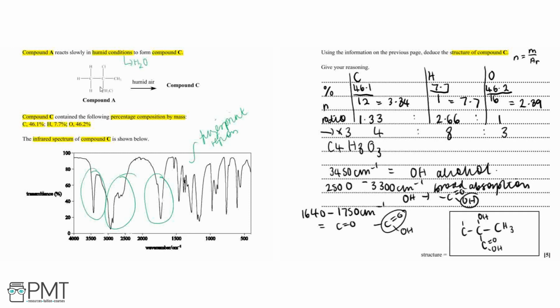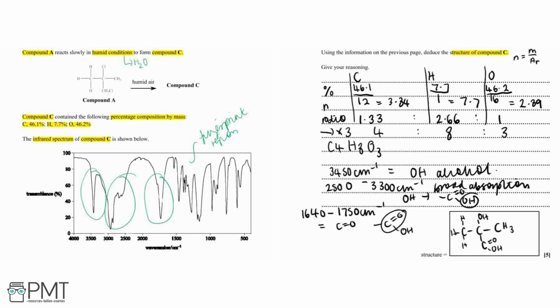So just adding in our atoms and then the rest of the hydrogen atoms. And let's just count up and check that we've got the right number of hydrogens. So we've got 4 carbons, we've got 3 oxygens, and for our hydrogens, we've got 1, 2, 3, 4, 5, 6, 7, 8. So that's 8 hydrogens in total.